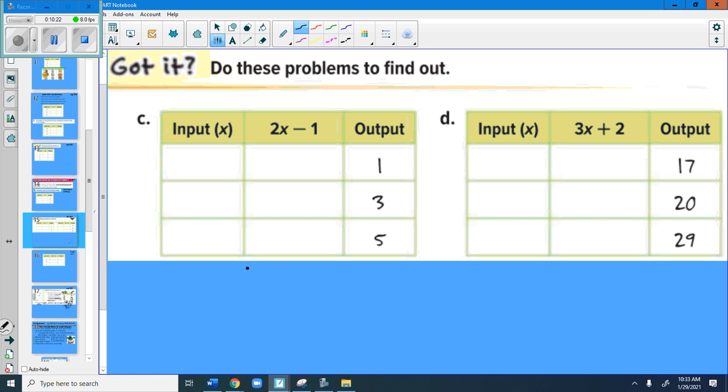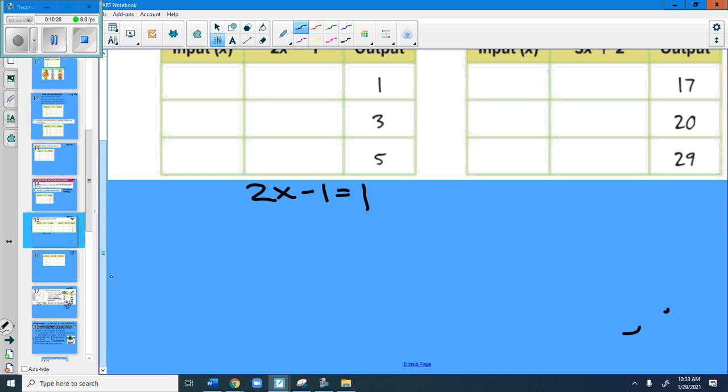So the rule 2x minus 1 equals what? 1. So does this look familiar? Solving two-step equations. Okay, train tracks, what do I work with first? The 2x? Yeah, the constant. Good. The 1 without the variable. So the opposite or inverse of minus 1 is plus 1. What you do to one side, you must do to the other side.